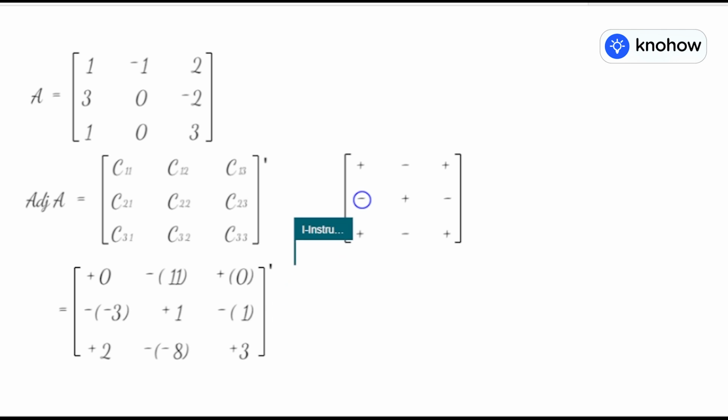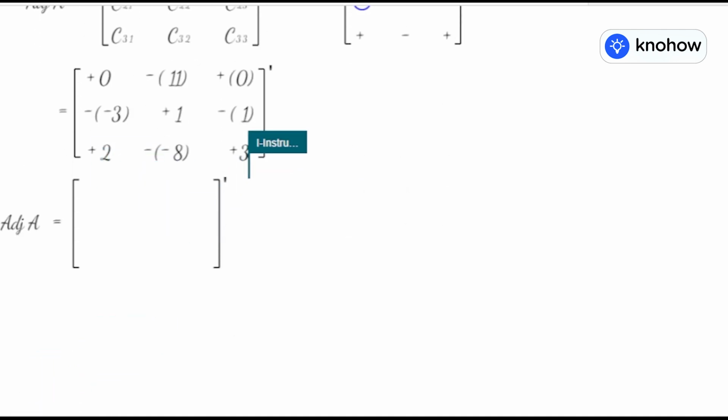Now, so what is the value of adjoint A? It is transpose of, let me write all these working with plus minus signs. Finally, it comes out to be 0, negative 11, 0, negative plus 3, 1 and negative 1. There is no harm in taking one extra step of imposing plus minus signs formally and then working instead of doing a mistake. 2, negative plus 8 and 3. So this is the value of adjoint A, but don't forget to take the transpose that yet we have to take.